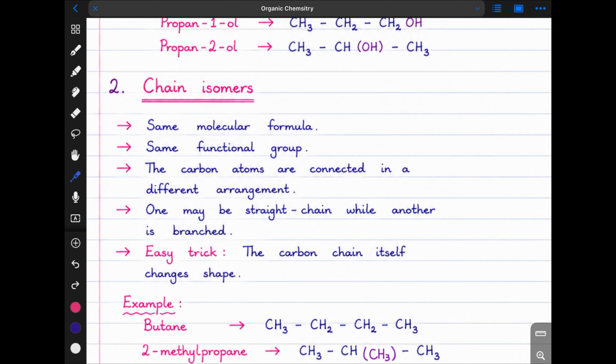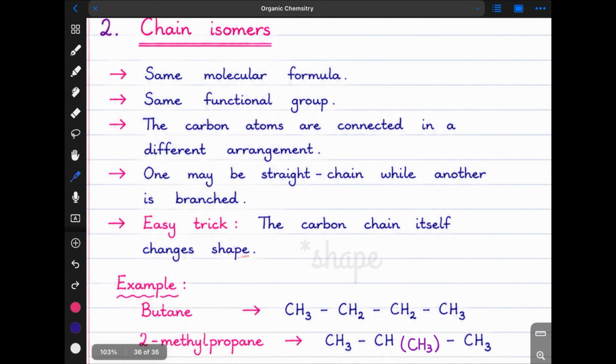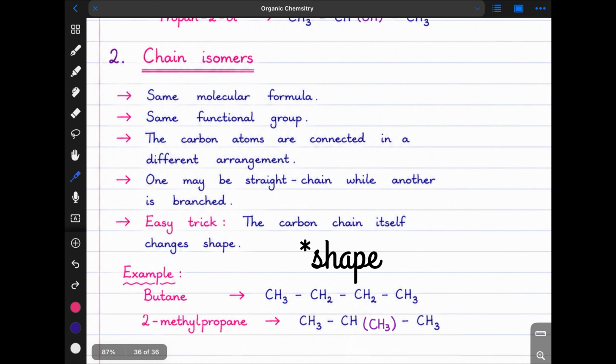This means that in the example of butane, the first isomer has a straight chain, which is butane, but then the second isomer will have a branch, not a straight chain. So the easy trick right here says that the carbon chain itself changes its position. Now right here the example is the same. The isomers are in their condensed structural form, and yes, you can use a bracket to identify or highlight the group that is changing its position.